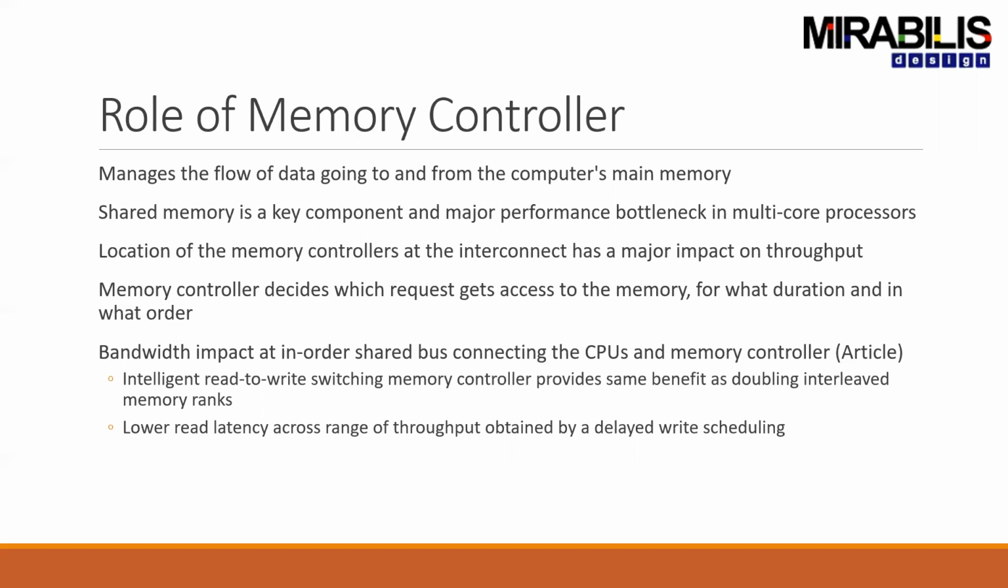One of the main roles of the memory controller is to decide which request gets access to memory, for what duration, and in what order. For example, here is one of the comparisons that we did to figure out how much real impact the memory controller has, where we have a shared bus connecting the CPUs and memory controller. The intelligence of the memory controller is in switching between read and write, where we found that it has significantly higher benefit than interleaving across memory ranks.